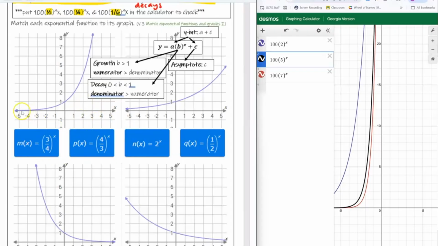So I see that from left to right, this is growth. From left to right, this is growth. From left to right, this is what? Decay. From left to right, this is decay. So there's 2 growth and 2 decays.